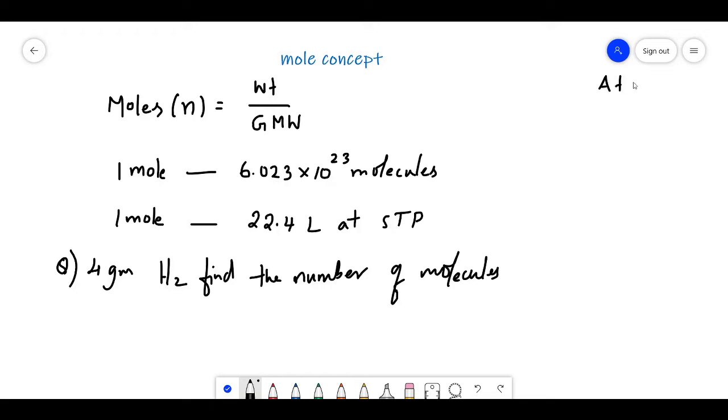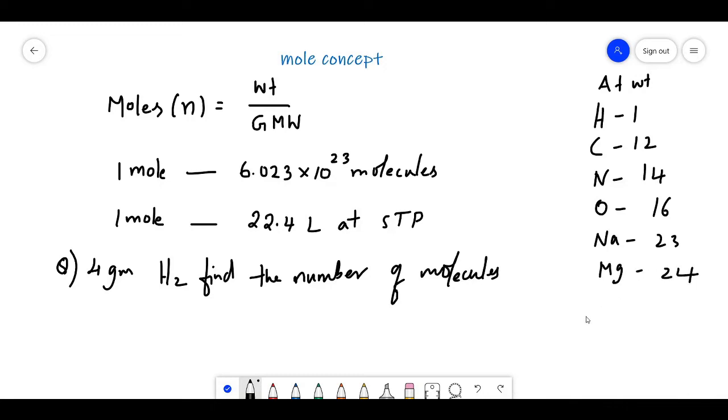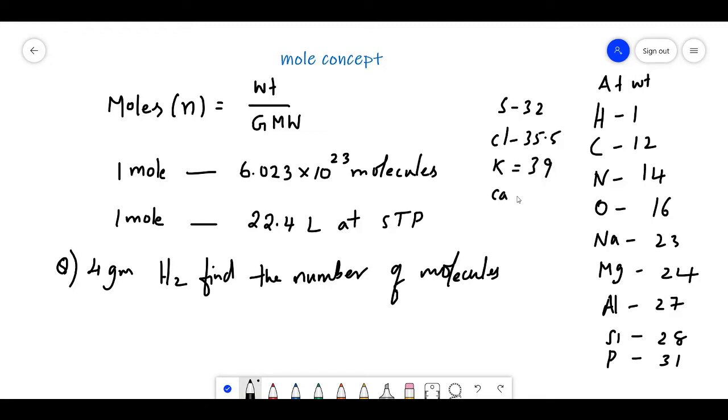To calculate molecular weight, you have to remember the atomic weights. The atomic weight of hydrogen is 1, and mostly they will ask carbon 12, nitrogen 14, oxygen 16, and then remember sodium 23, magnesium 24, aluminum 27, silicon 28, phosphorus 31, sulfur 32, chlorine 35.5, potassium 39, and calcium 40. At least try to remember these atomic weights.